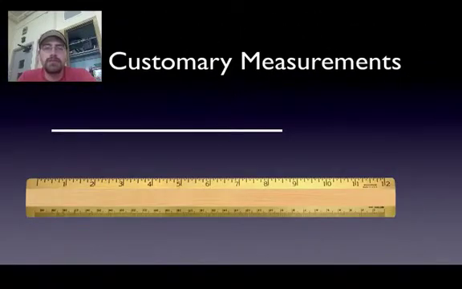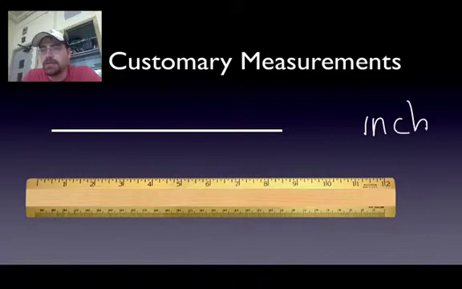All right, let's talk about measuring things in customary. This time, when we use a ruler and we're measuring in customary, we're typically going to be measuring in inches. Okay, so this time we have the ruler right side up. We're going to do the same thing. We need to find the 0.